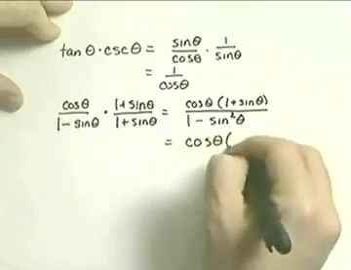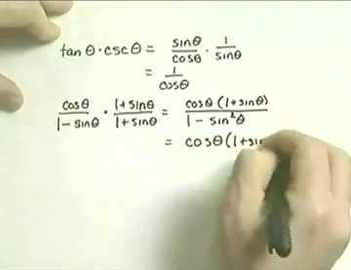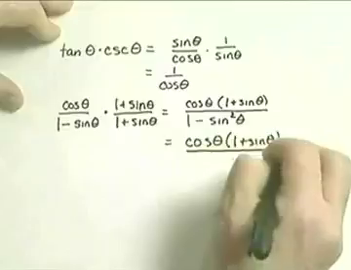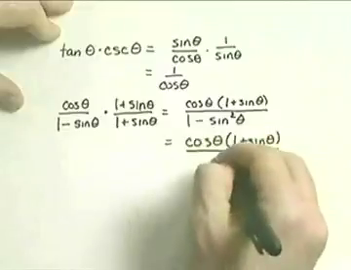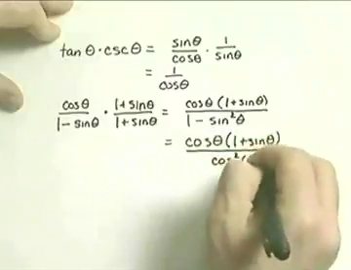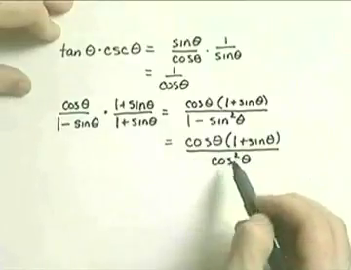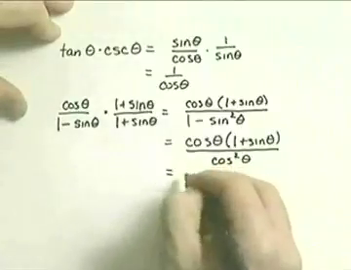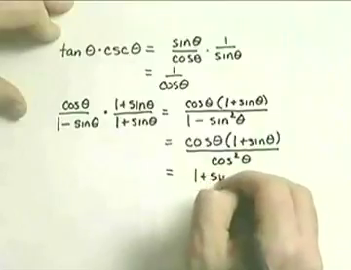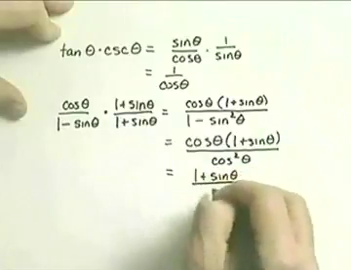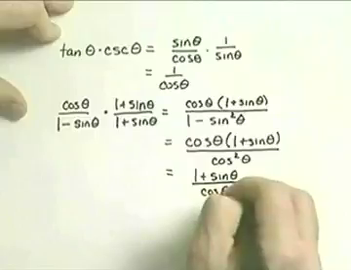So I have cosine of theta times 1 plus sine of theta. And in place of the 1 minus sine squared of theta, we put cosine squared of theta. Notice that one of these cosines of theta is going to divide out, and I'm left with 1 plus sine of theta divided by cosine of theta.